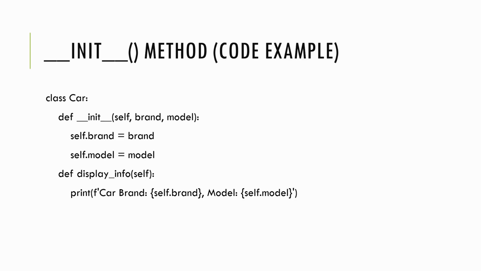Here's the code example for the car class. The __init__ method assigns values to the brand and model attributes, and the display information method prints out these values. Whenever a car object is created, the __init__ method ensures that the object is initialized with the correct information.